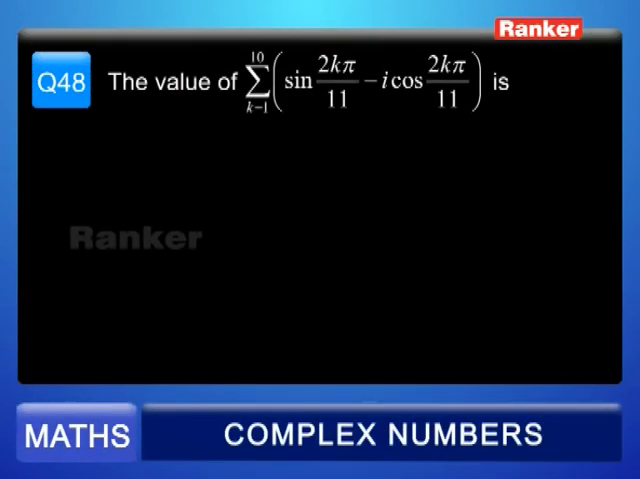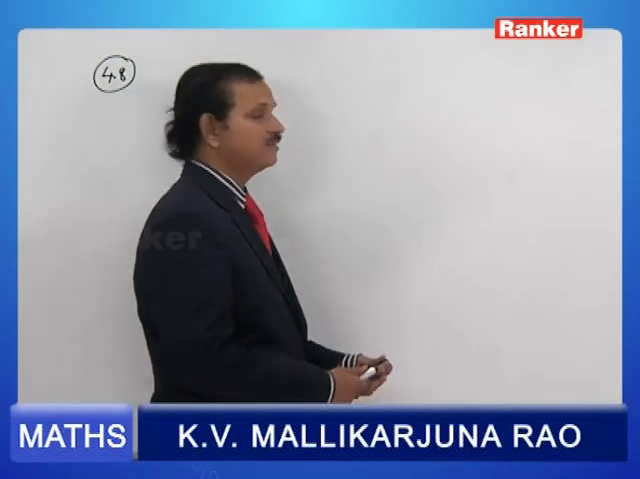The next question before us is question number 48. The value of the sum of complex numbers sine of 2k pi by 11 minus i cos 2k pi by 11, where k runs from 1 to 10, is: first option, -1; second option, 0; option C, minus i; and option D, i. Let us try to simplify. What is the given question?